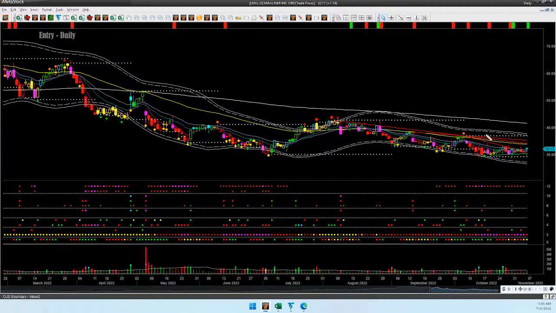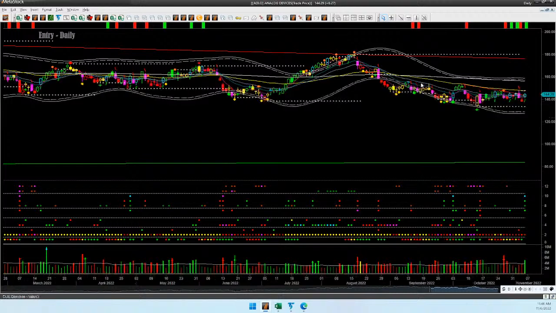MXL, Maxliner. It has trendline resistance nearby. Though it has a breakout, it also has a trendline resistance nearby. I'm not interested. Close this.